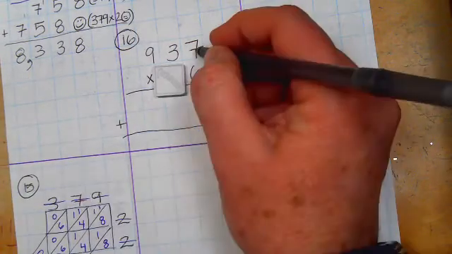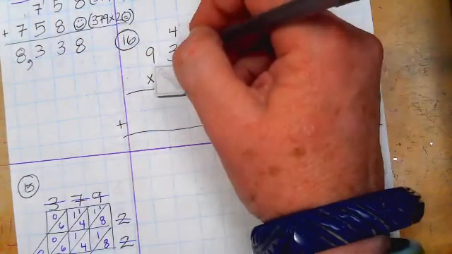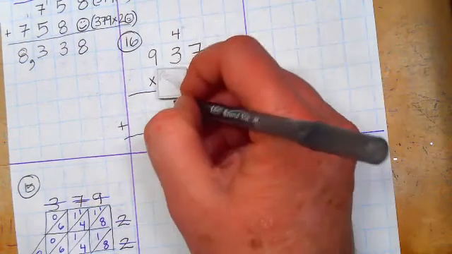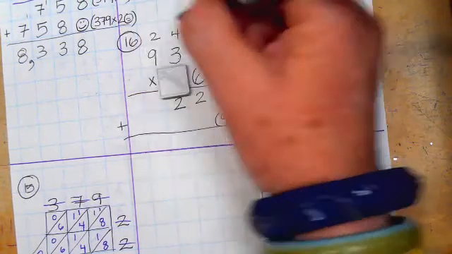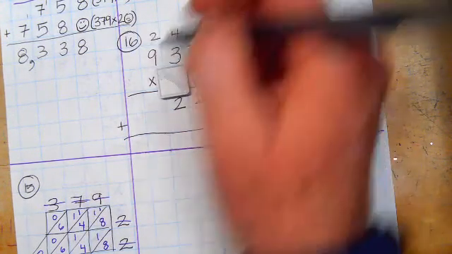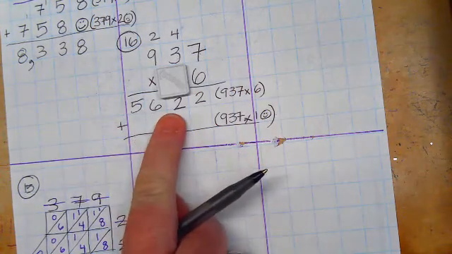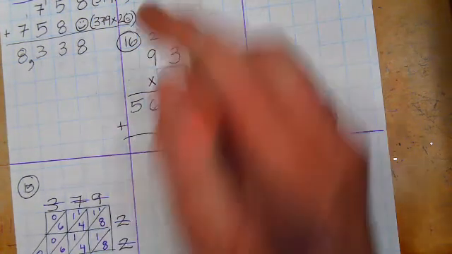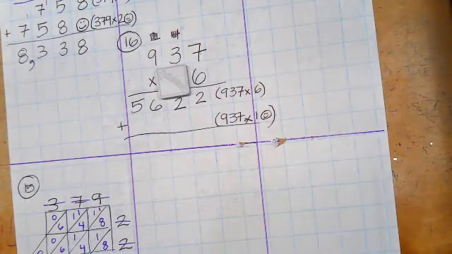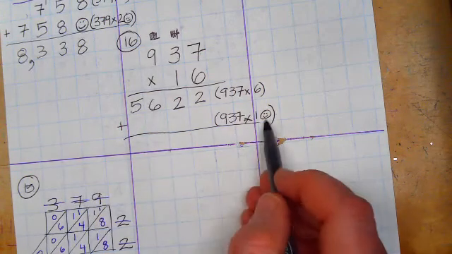So first thing we're doing is we're multiplying 937 times 6. When I do that, I do 7 times 6 is 42, regroup. 3 times 6 is 18, 19, 20, 21, 22, regroup. 9 times 6 is 54, 55, 56. So I end up with 5,622.